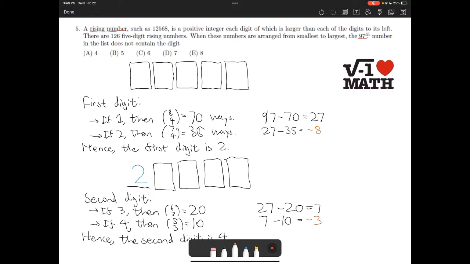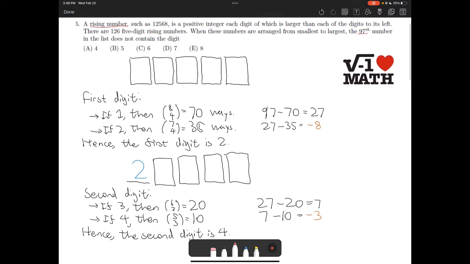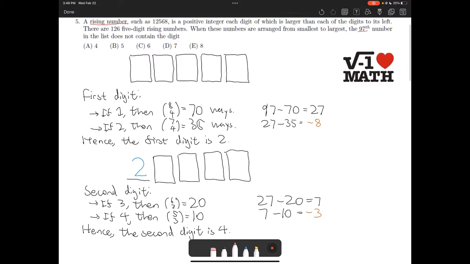So, we're going to solve this problem in a bit of a tedious way. We're going to find each digit one by one. So we start with the first digit. If the first digit is 1, then we have 4 spots and 8 possible numbers that we can put in these 4 spots, from 2 to 9, which can happen in 70 ways. Now notice that 97 minus 70 is 27.